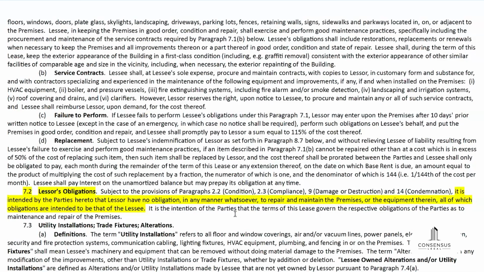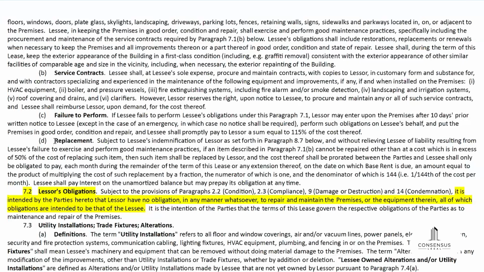So now I have flipped back to the net lease. We've gone over this general rule, but I'm going to hit you with a pop quiz. So it says lessor has no obligation in any manner whatsoever to repair and maintain the premises. Does lessor have any replacement obligation in the net lease, single-tenant net lease? The answer is yes.